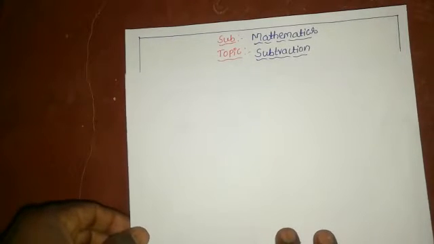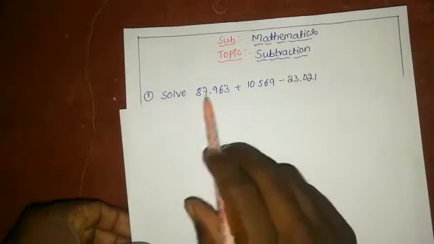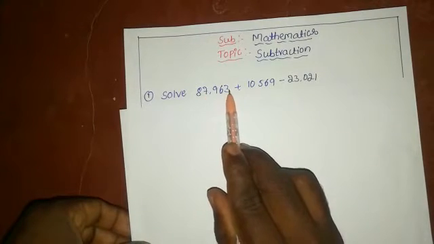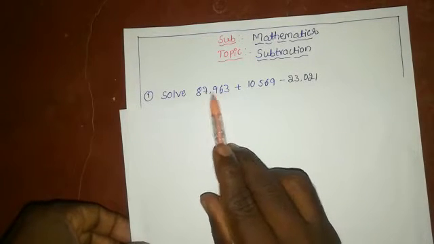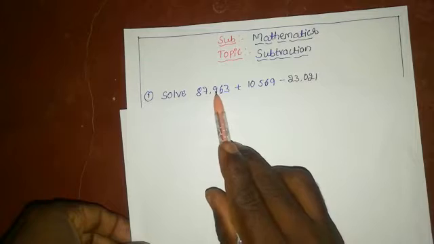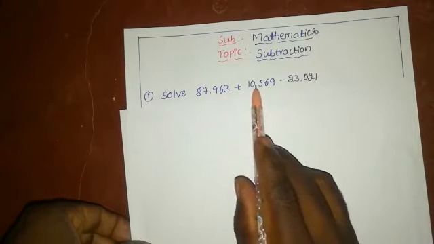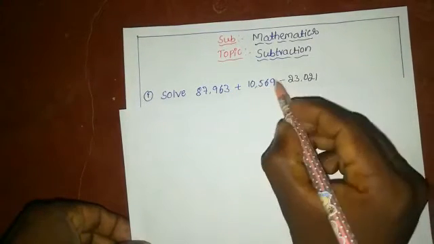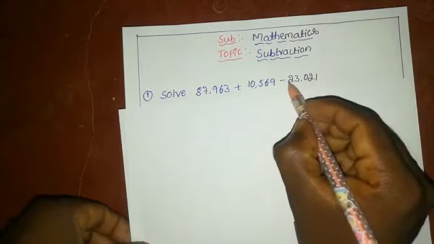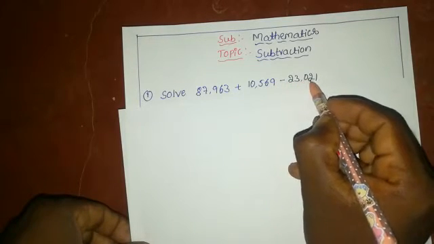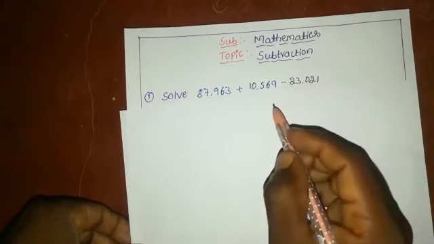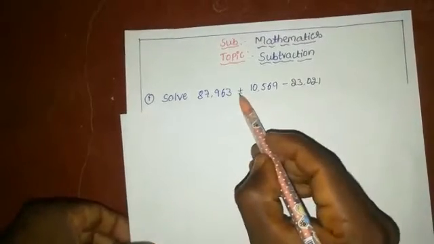Let's see, for example, solve 87,963 plus 10,569 minus 23,021. Okay, how do you pronounce this number? By observing this problem, it has two operations.